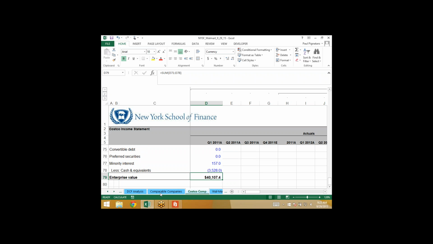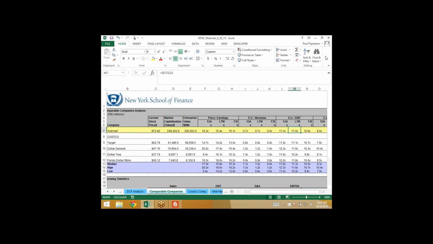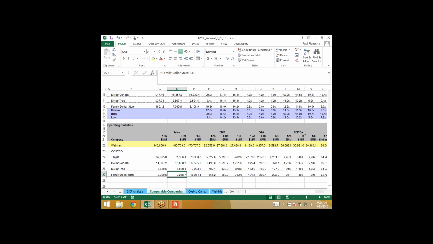So if you go to the comps analysis, the comparable companies analysis, you will note a lot of it's already been laid out, right? We don't want to have to build the whole comps analysis, except for Costco. So notice the way I like to do this, and this is the way that was recommended when I was at Morgan Stanley, is there are two tables. There's the actual multiples, and then the underlying data that supports the multiples.